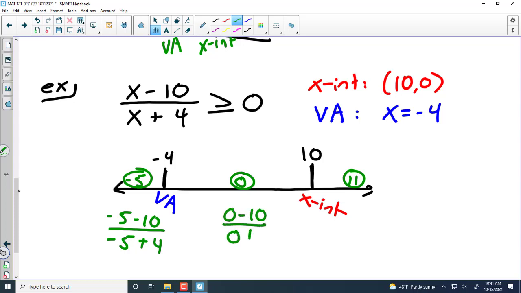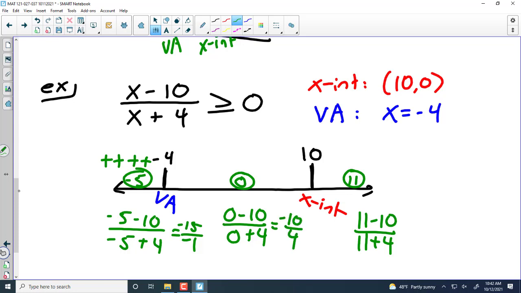And once again, you really don't care what the number is you're getting. All you care about really is if it's positive or negative. So for this first one here, I'm going to get -15 over -1. Is that positive or negative? That's positive. Negative over negative. -10 over 4. A negative over a positive is negative. And this is going to be, looks like 1 over 15, which is positive. All right.